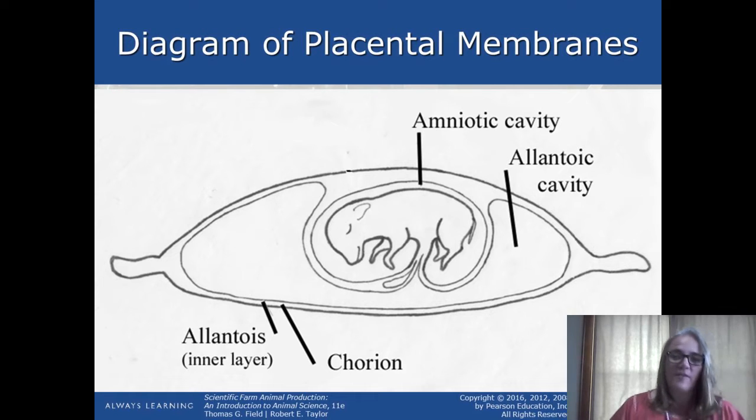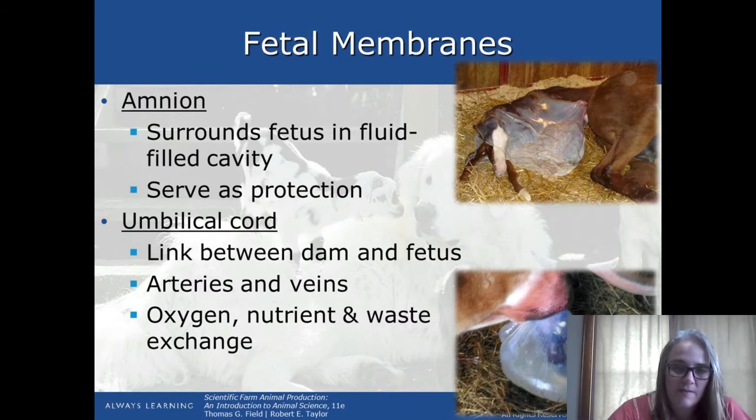If you look at this diagram of the placental membranes, you can see that one of the roles of the placenta is actually to protect the embryo. And so the embryo is kind of in the middle there, surrounded by all these different things, including the inner layer and the chorion. And then we have the amniotic cavity, which is where the embryo or the fetus is.